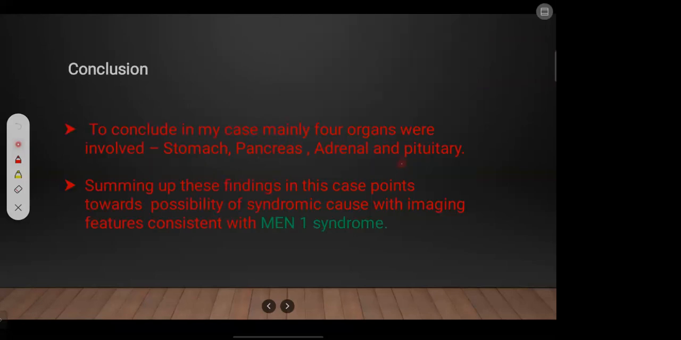So to conclude, in our case, mainly four organs were involved: stomach, pancreas, adrenal, and pituitary glands. Summing up, these findings point towards a possible syndrome, and with imaging features are consistent with multiple endocrine neoplasia type 1 syndrome. Also, on biopsy, it came as grade 1 neuroendocrine tumor.